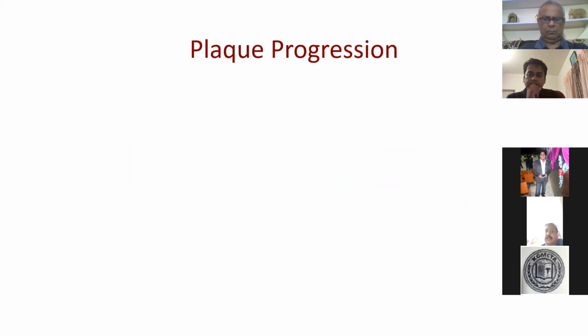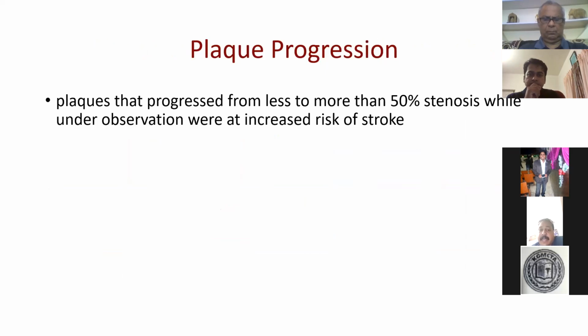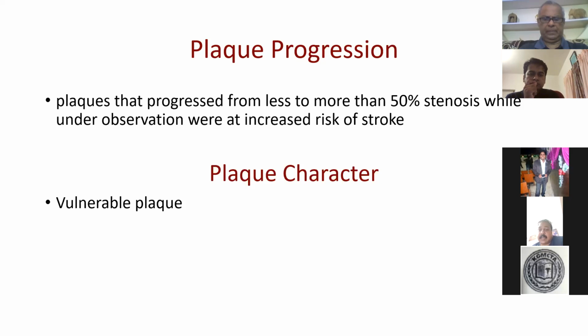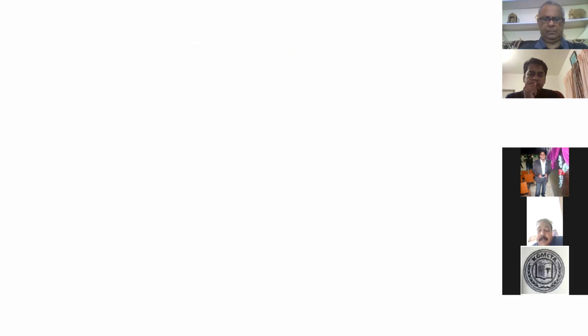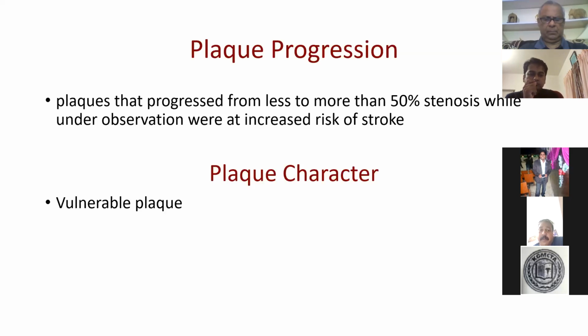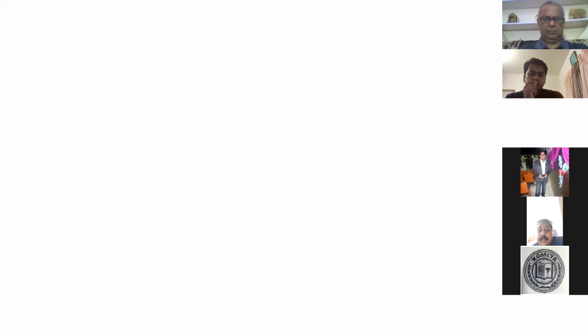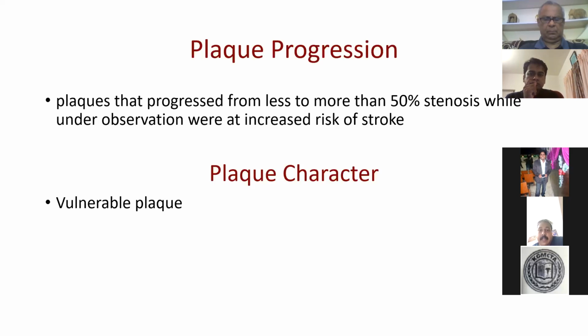So the next important factor to predict the future risk of stroke is plaque progression. Suppose in a patient the stenosis progresses from less than 50 to more than 50%, it is a very important predictor of future stroke, and we have to intervene. Next is plaque character. Here comes the term vulnerable plaque. Vulnerable plaque is nothing but a plaque prone for embolization. So vulnerable plaque can be predicted and identified.